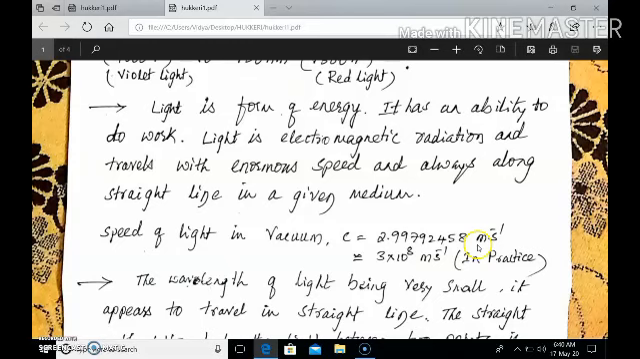All radiations, whether visible or invisible, travel with the same speed, 3 into 10 to the power of 8 meter per second, in vacuum.